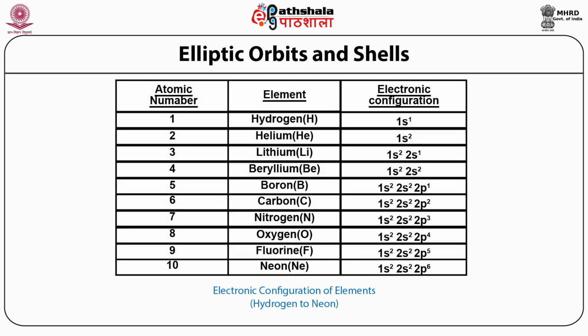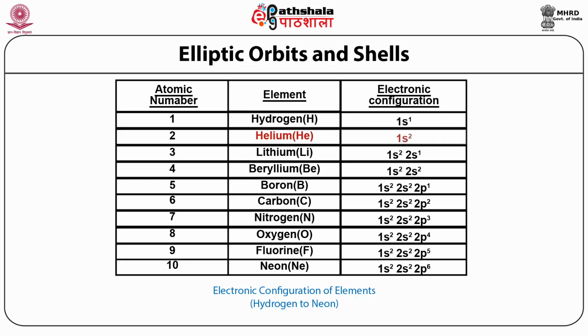Here we have given the electronic configuration of the first 10 elements of the periodic table, starting from hydrogen, which has only one electron. The electronic configuration is written like this: 1s, and then on the top it is written 1. That is, it has only one orbit, the 1s orbit, which is a circular orbit, and there is one electron in that orbit.